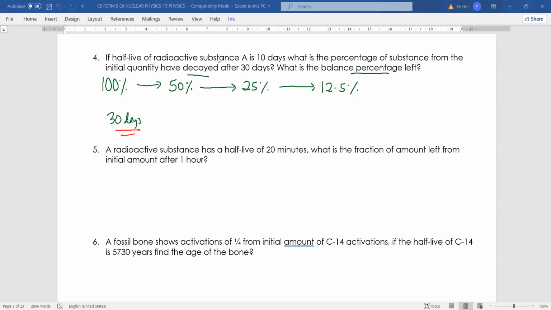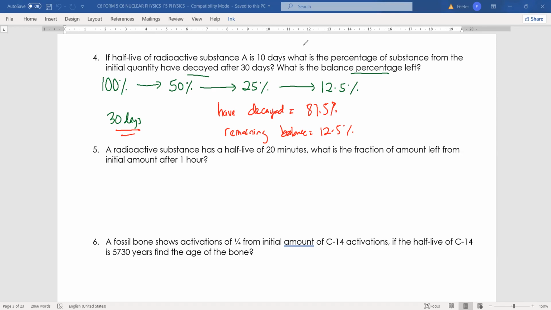All right. So now you have to give the second answer. What is the percentage of substance from the initial amount that has decayed? So the decayed part will be 100 minus 12.5, which will be 87.5%. So the amount that has decayed is 87.5%. So what is the remaining balance? It is 12.5%. This is how we do it, right? Let's try number 5.